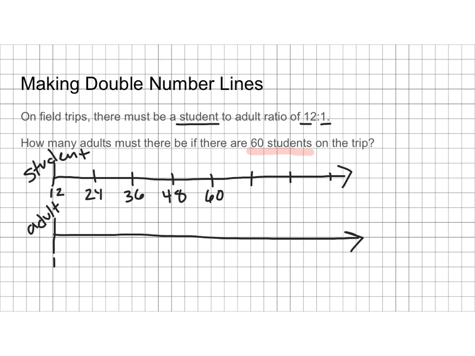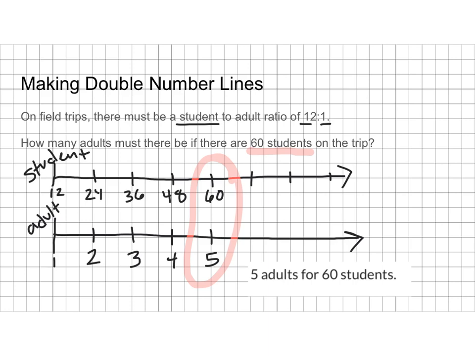And now I go down to the adult side. I'm going to put markers at the same intervals. However, they're going to get different numbers because I'm counting by a different scale on my bottom number line. So I knew that for one adult, there needed to be 12 students. So for 24 students, there must be 2 adults. For 36, there must be 3. I'm counting by ones because this number line started at 1. And when I get up to 5, that's where 60 was. So my answer, I could just kind of circle that up and down, show that they line up, that there are 5 adults for 60 students.